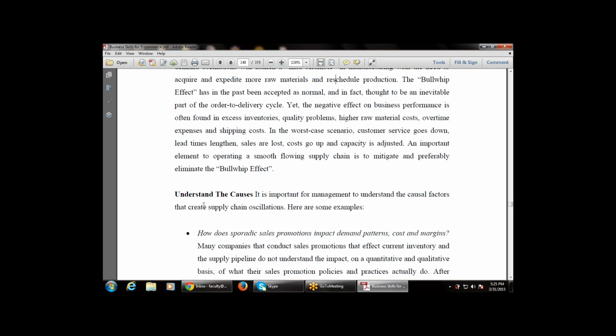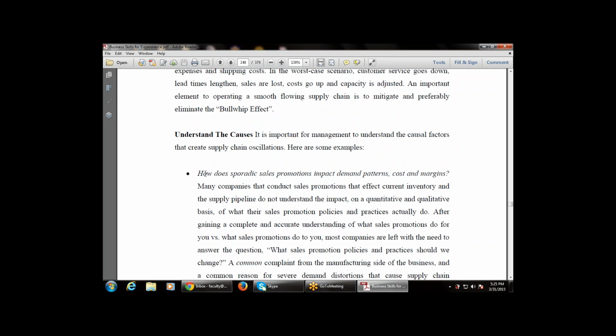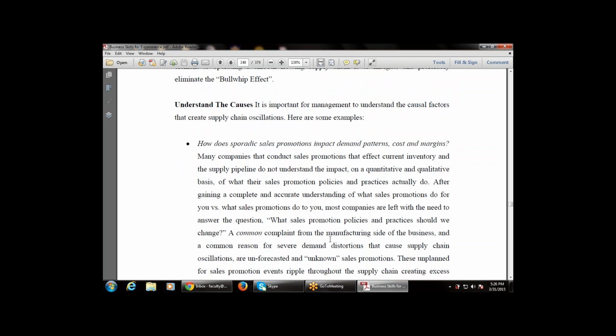So what are the various causes that will make the bullwhip effect? First point: how do sporadic sales promotions impact demand patterns, cost and margins? So this is the first question. Many companies that conduct sales promotions that affect current machinery, current inventory and the supply pipeline do not understand the impact, on a quantitative and qualitative basis, of what their sales promotion policies and practices actually do. After gaining a complete and accurate understanding of what sales promotions do for you and yours.